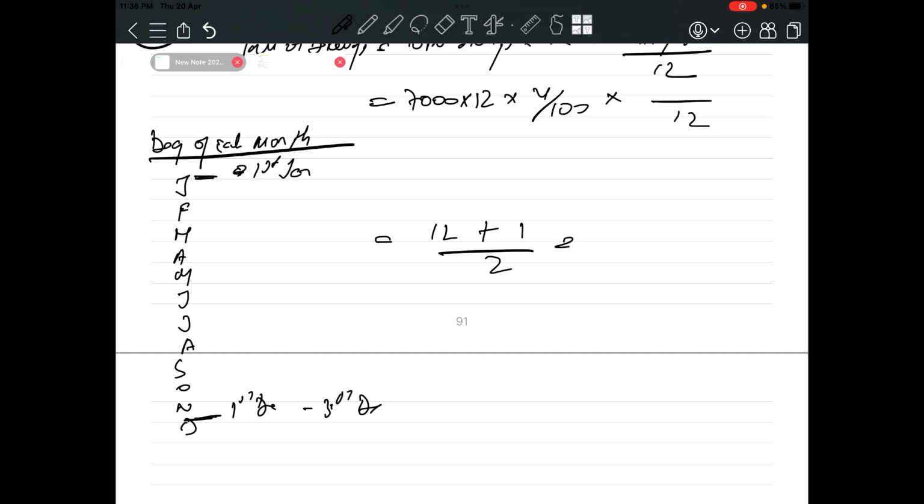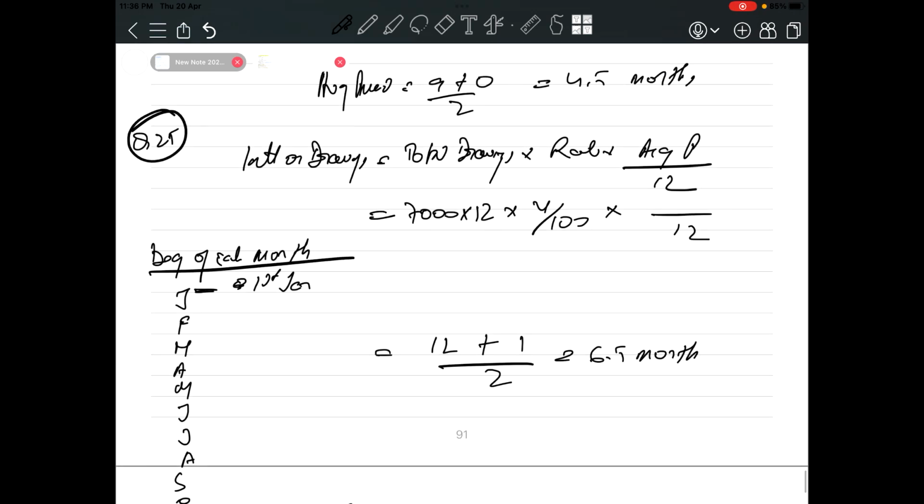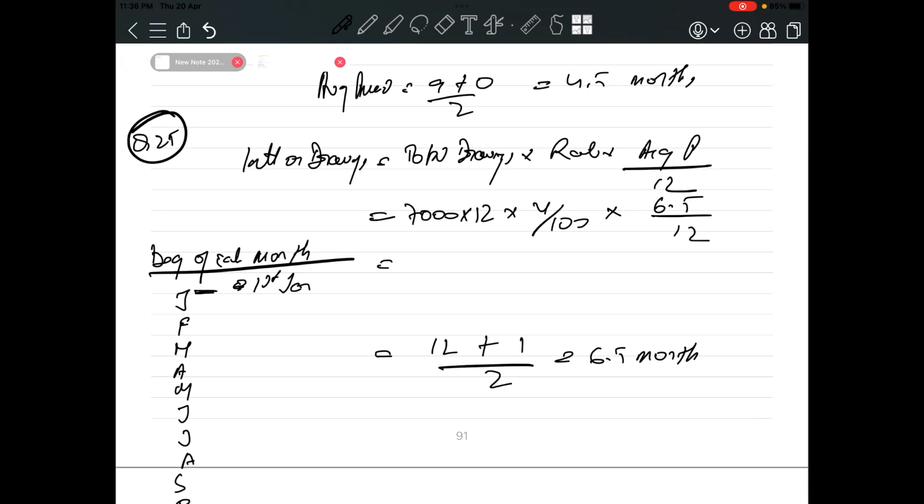Okay, so what will be the average period? 12 plus 1 divided by 2 will be 6.5. So the average period is 6.5 months. So what is the total drawings amount? 7,000 into 12 is 84,000 into 4 by 100 into 6.5 by 12.